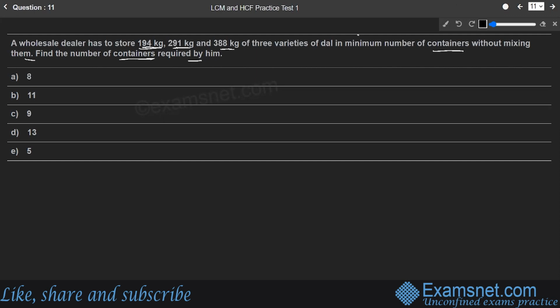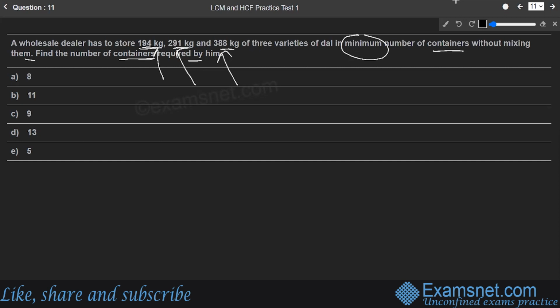As the word minimum is there, that means there should be a single size of container that should be able to contain all these weights, 194 also, 291 also, and 388 also. That single size container should be of a number which can divide all these numbers. Then only it will be able to completely and appropriately contain those weights.